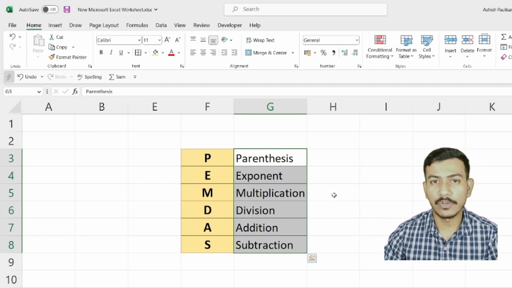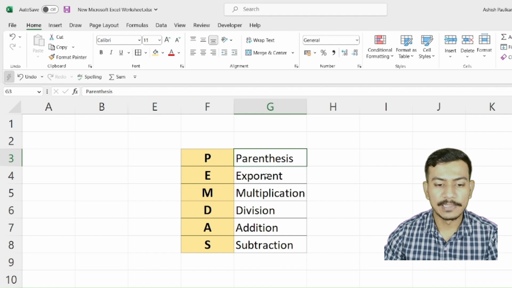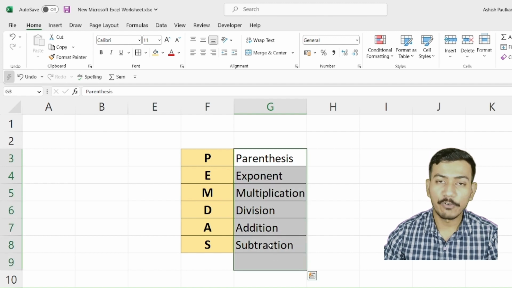Whenever you are solving any mathematical equation, you have to first solve the parenthesis, then go for exponent, and then for the multiplication, division, addition, subtraction. Excel will follow the same. If you miss any of these things, you won't be getting your desired answer.